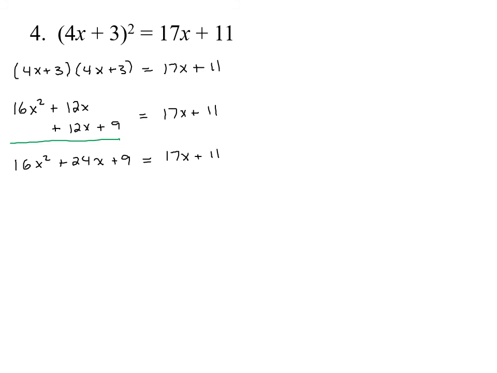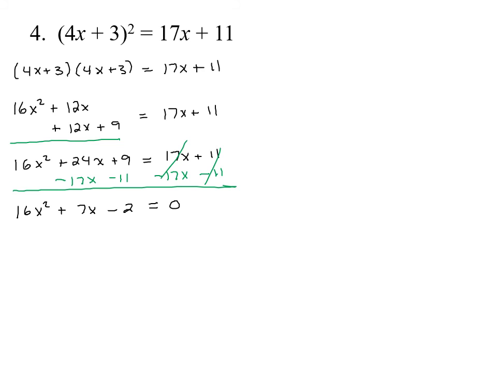Then I can isolate this stuff. I'm going to subtract the 17x from both sides, and I'll go ahead and do both steps at once. I'm going to go ahead and subtract the 11 over as well, so that all that stuff will cancel. And I'm left with 16x squared. 24 minus the 17 will give me 7. And 9 minus 11 is a negative 2. Now we have it in the correct form, descending order equal to 0.